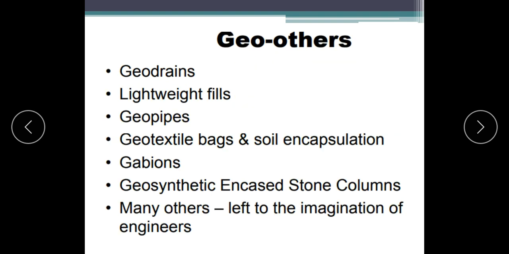There are different varieties of geosynthetic materials, like geodrains for drainage purposes, lightweight fills to fill low lying areas, geopipes, geotextile bags and soil encapsulations, gabion structures, and geosynthetic encased stone columns. Many others are left to the imagination of the engineer; we can use combinations of one and another. Gabions and stone columns we will discuss in detail in the next lecture.